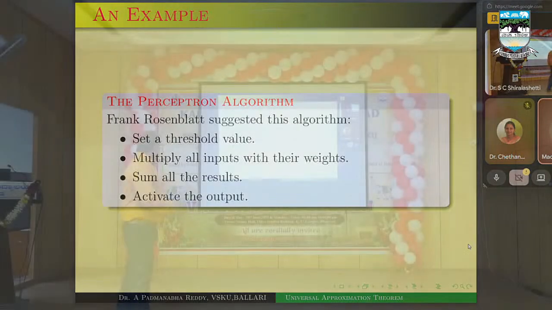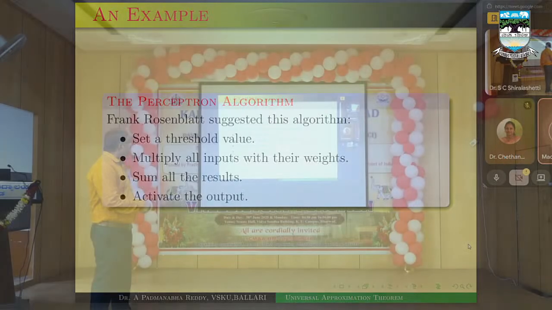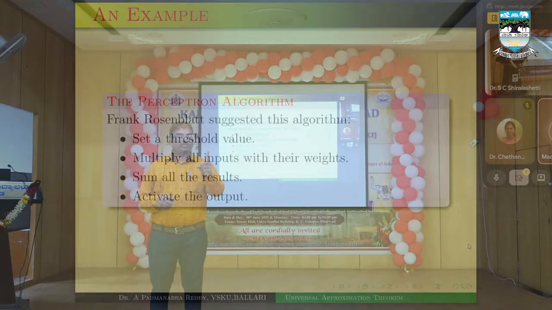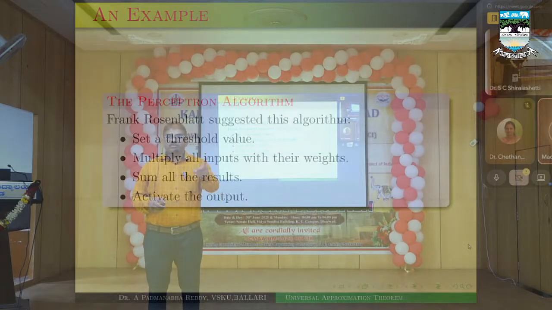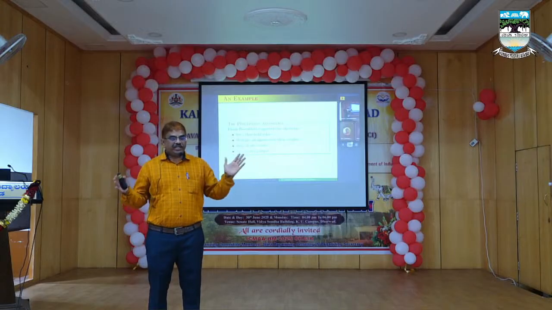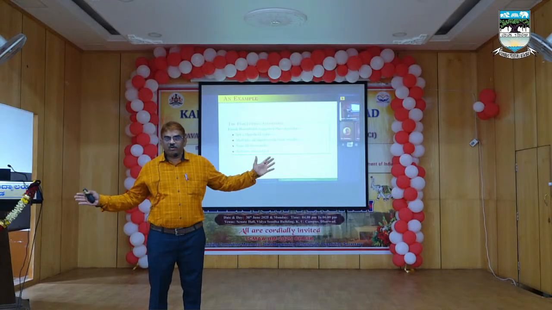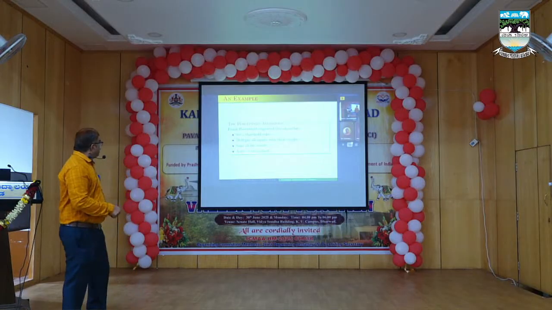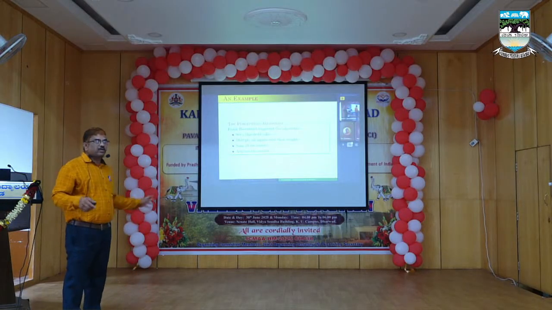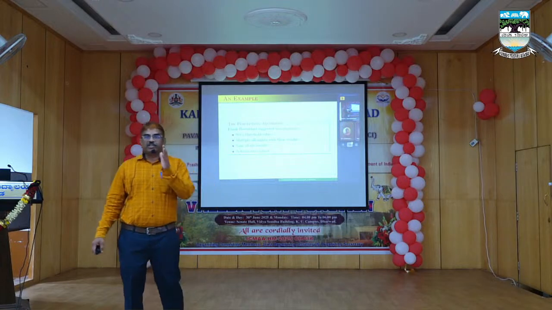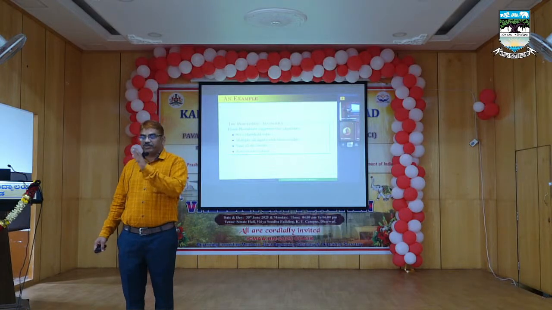Next, multiply all inputs with their weights. What is the input? x1 into w1, x2 into w2, x3 into w3, x4 into w4, x5 into w5. Now multiply the weights and inputs, and add all the outputs. So sum all the results. Sum means w1 into x1 plus w2 into x2 plus w3 into x3 plus w4 into x4 plus w5 into x5. We added them.